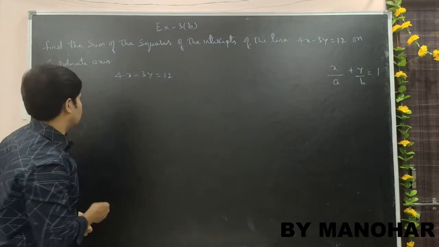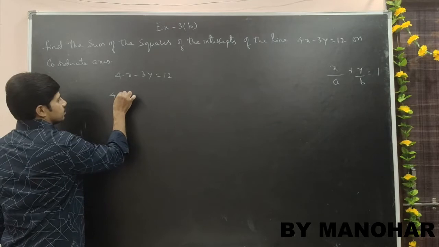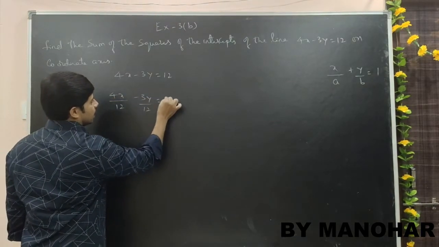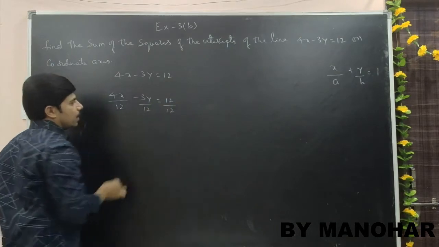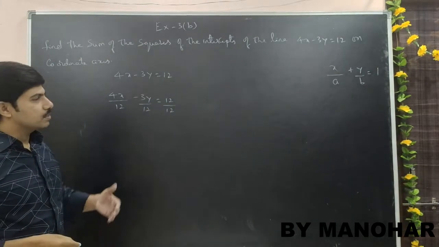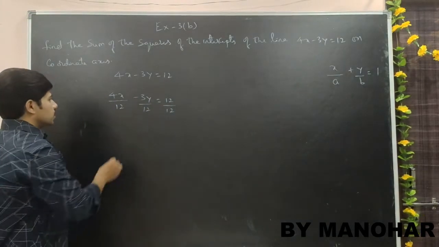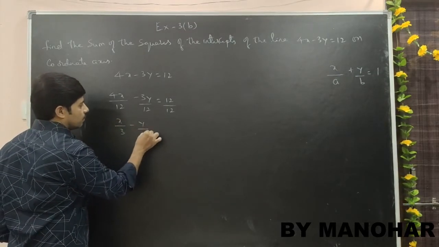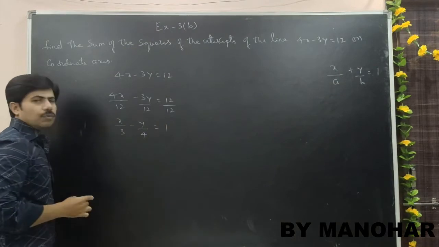So I will divide by 12. So 4x by 12, each and every term you divide by 12, LHS and RHS we have to divide by 12. Why? Because so that we can convert in intercept form. So it is x by 3 minus y by 4 is equal to 1.